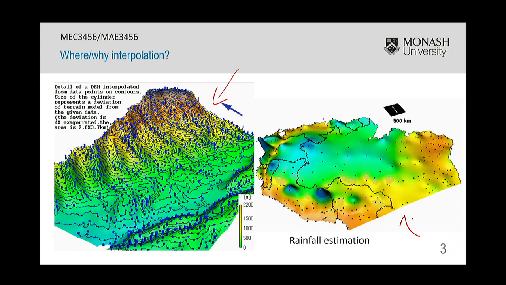On the right-hand side here, we have a rainfall measurement map, and each of those black dots there represents a rainfall measurement in a particular area. We may want to know what the expected rainfall is at some locations that are away from the measurement points, and we would need to interpolate the data that we have to make an estimate of that. So these are just some of the places where you might use interpolation.